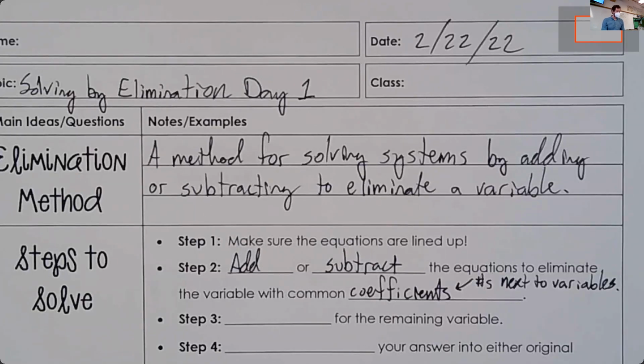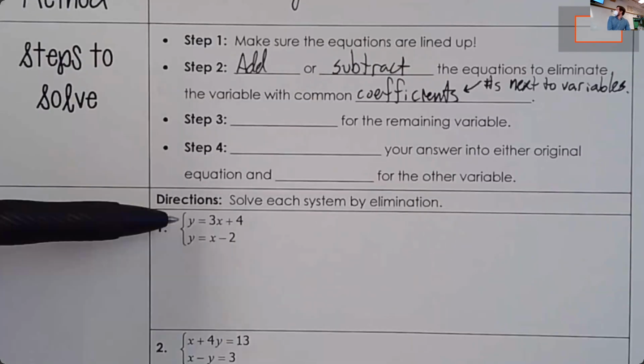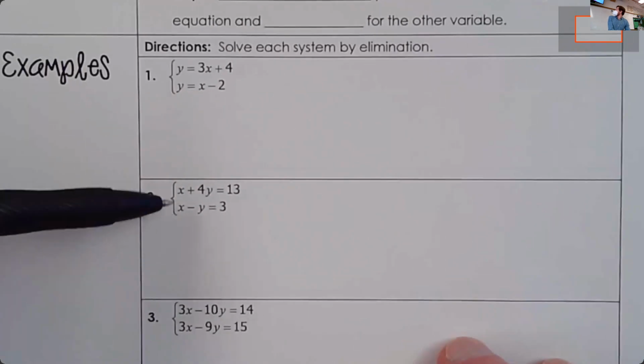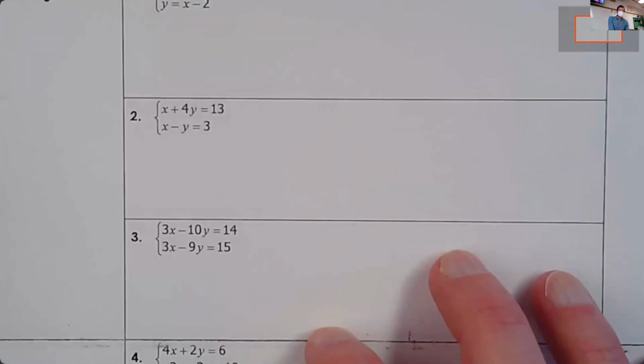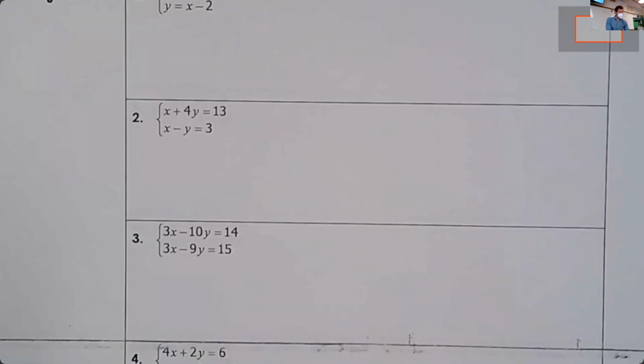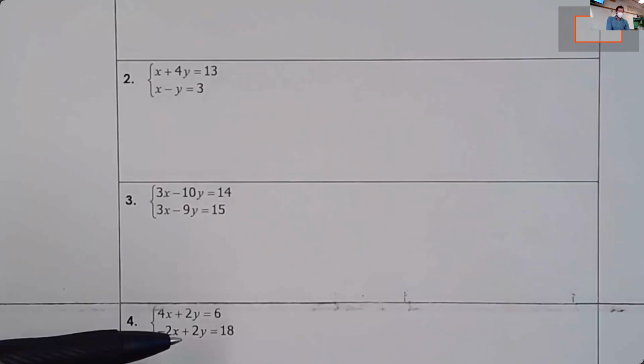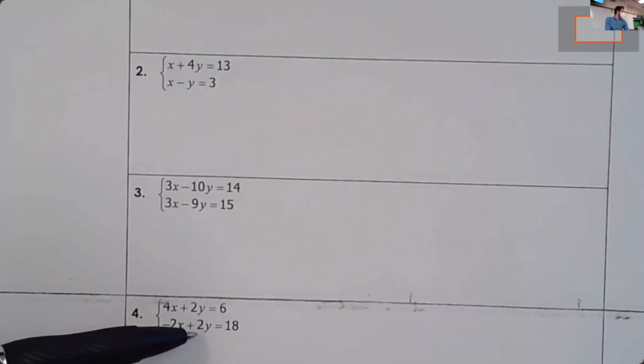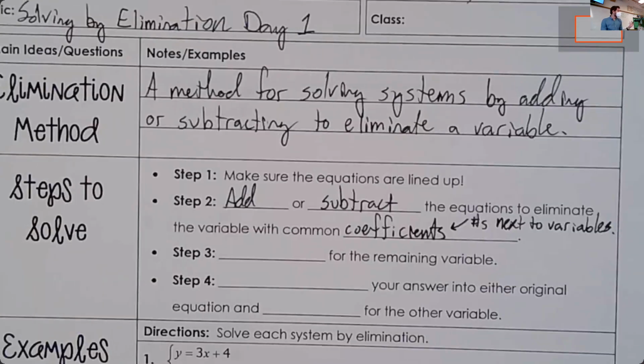So for example, if we look at problem number 1, the coefficients with y are both 1. So those are common coefficients. On number 2, the coefficients with x are both 1. On number 3, the common coefficients are with x because they're both 3. On number 4, the common coefficients are with y because they're both 2. As long as you have the same number with x or with y, you can use elimination.